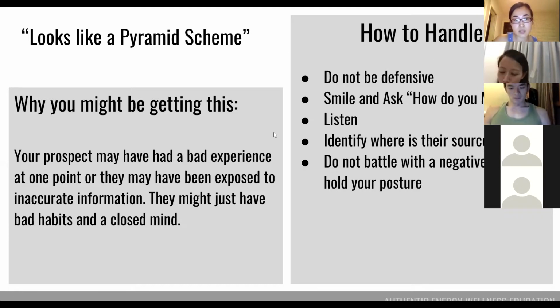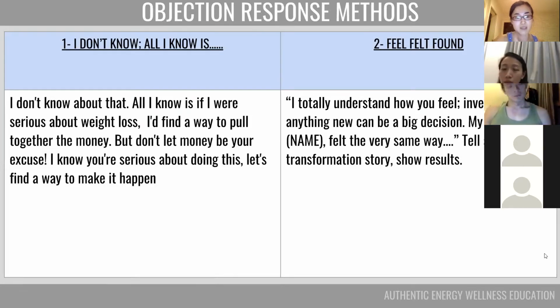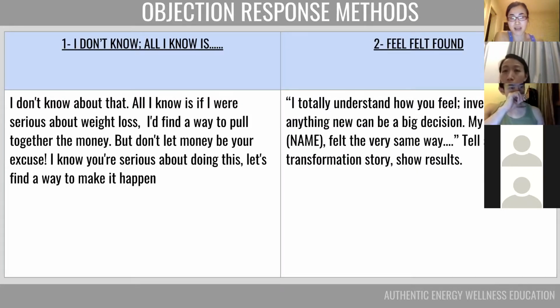Yeah, that's a good way to do it. And that brings me to the next slide actually. Now you're on this because there are two methods out there, right? There are so many ways to handle objections and rejections, but there are two popular ways to do it. The first one is "all I know is." The second one is feel, felt, found. So it's kind of like a structure of how to respond.